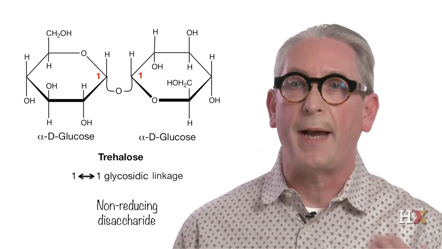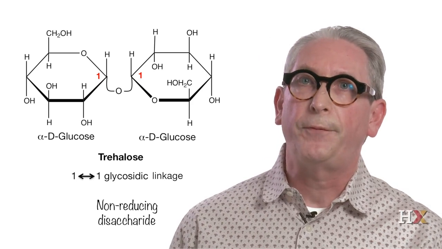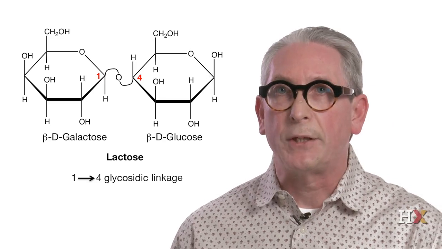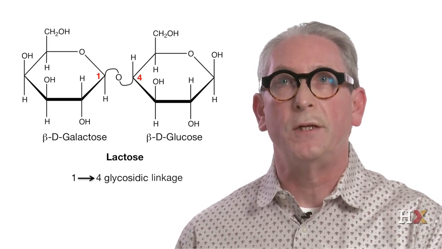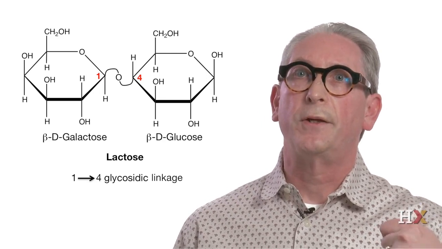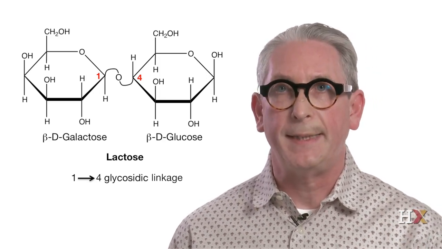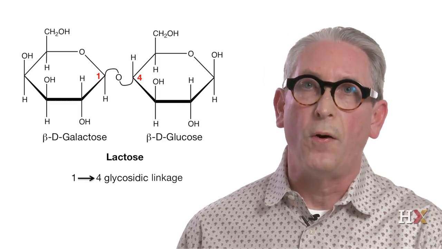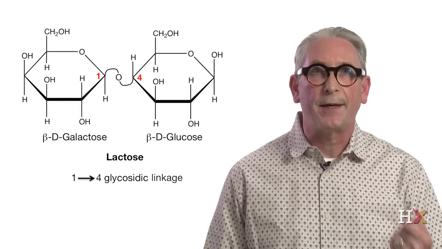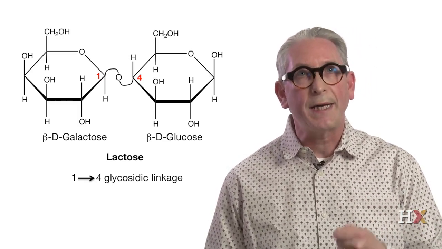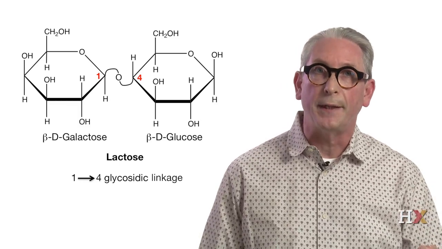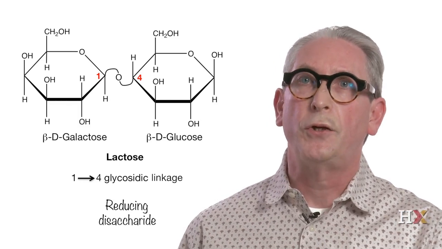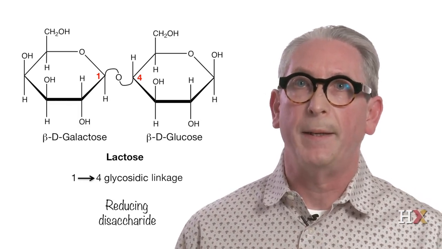We can also have a reaction between two different aldoses. For example, beta-D galactose can react with beta-D glucose. In this case, the carbon 1 of beta-D galactose will form a glycosidic linkage with carbon 4 of beta-D glucose. The disaccharide that is produced is called lactose, and it is a reducing disaccharide because it contains a reducing end corresponding to the carbon 1 in the beta-D glucose unit.